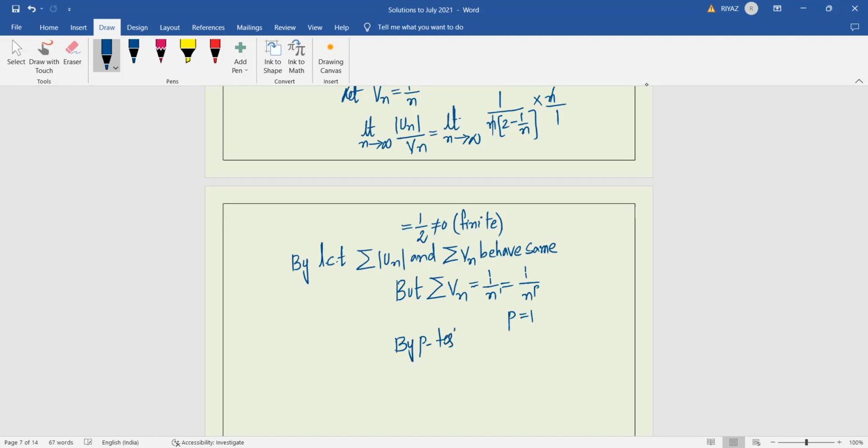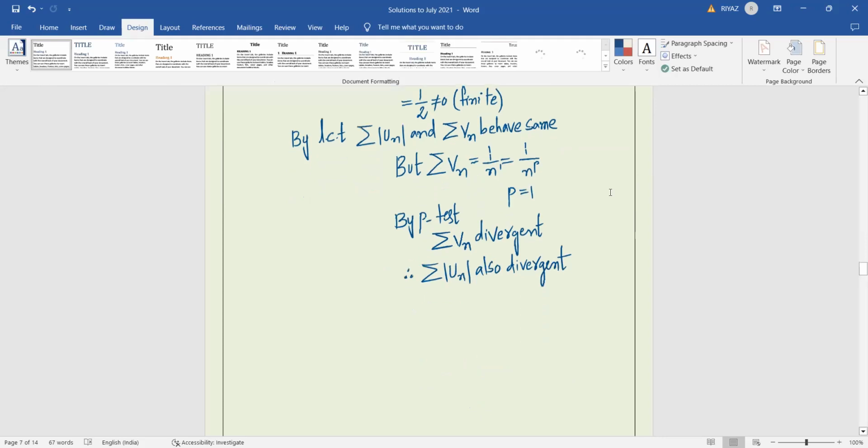Summation vn is divergent. So it means that summation mod un is also divergent. Summation un is convergent, but summation mod un is divergent. So it is conditionally convergent. Yes, definitely conditionally convergent.